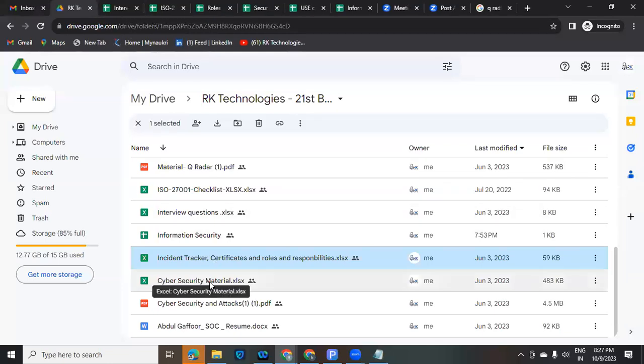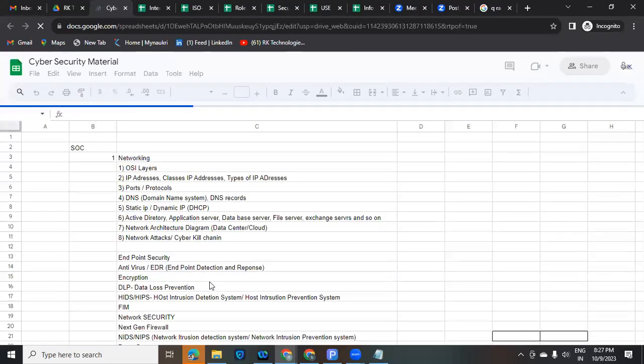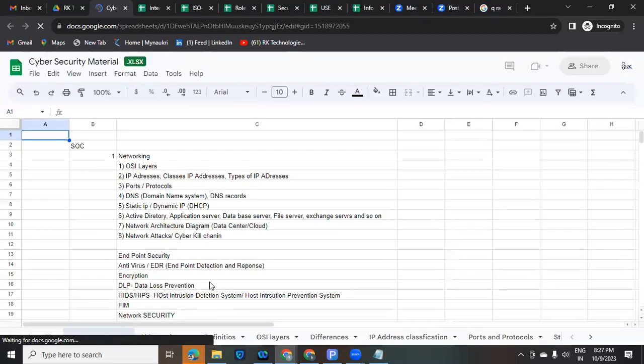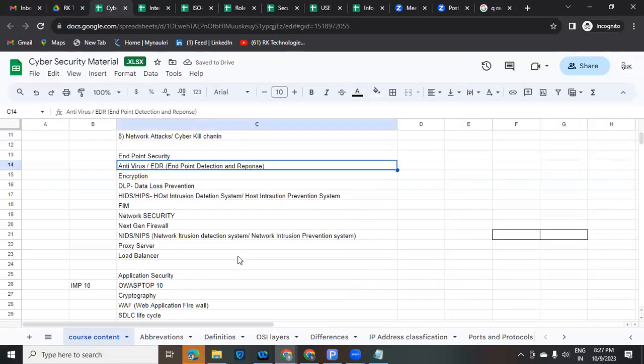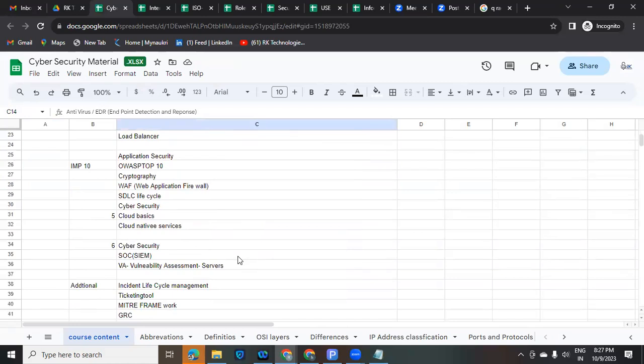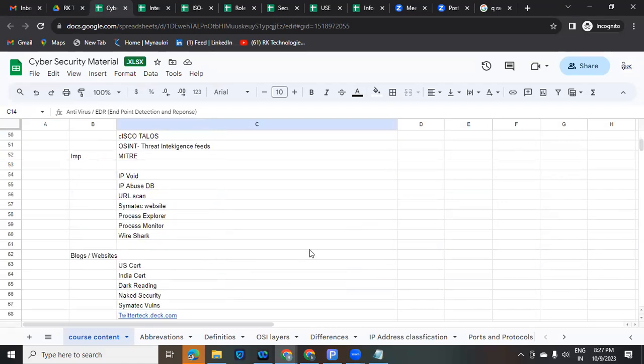Next one is cybersecurity material. This material is for online classes. I think for the 17th or 18th batch I took online classes, and for those people I provided this material. But it does not contain the full material, full abbreviations and in-depth analysis, whatever notes I'm giving to you in the class. So if you want, you can go through this material also.